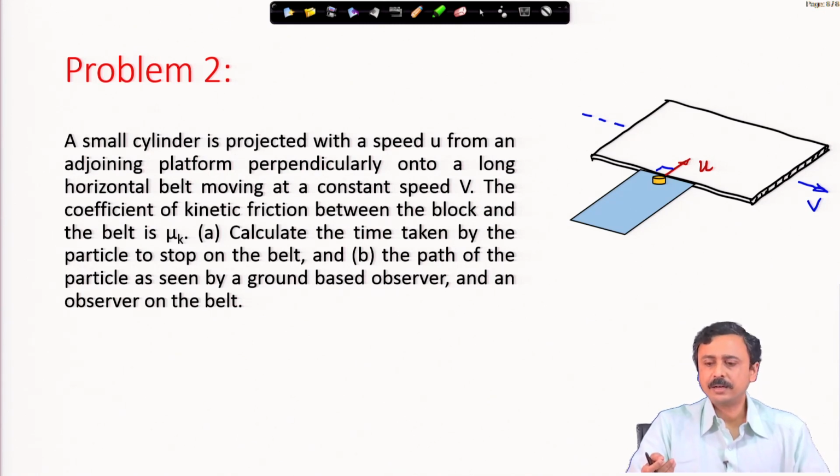For example, if this cylinder were freshly painted, then it would leave a trail on the belt. We would like to find out what the paint mark is, how it looks on the belt.